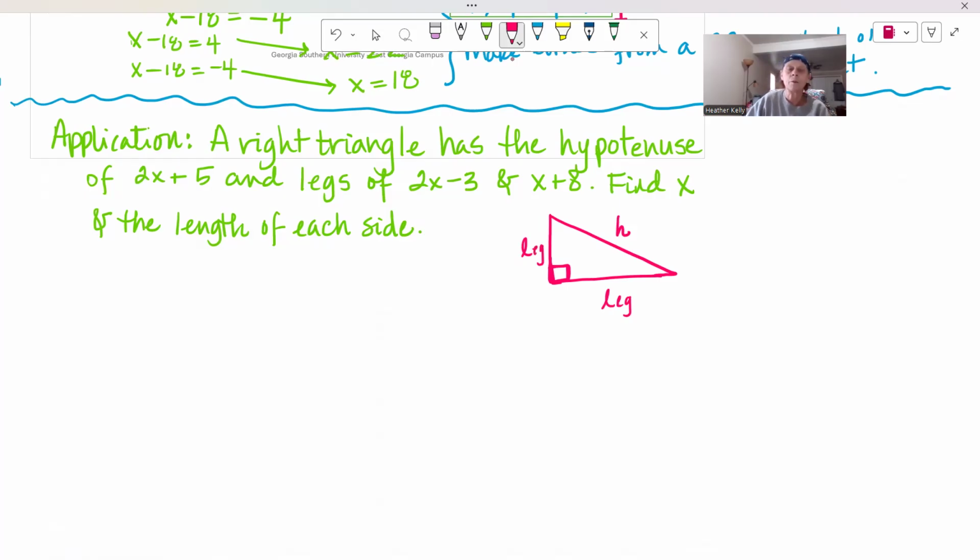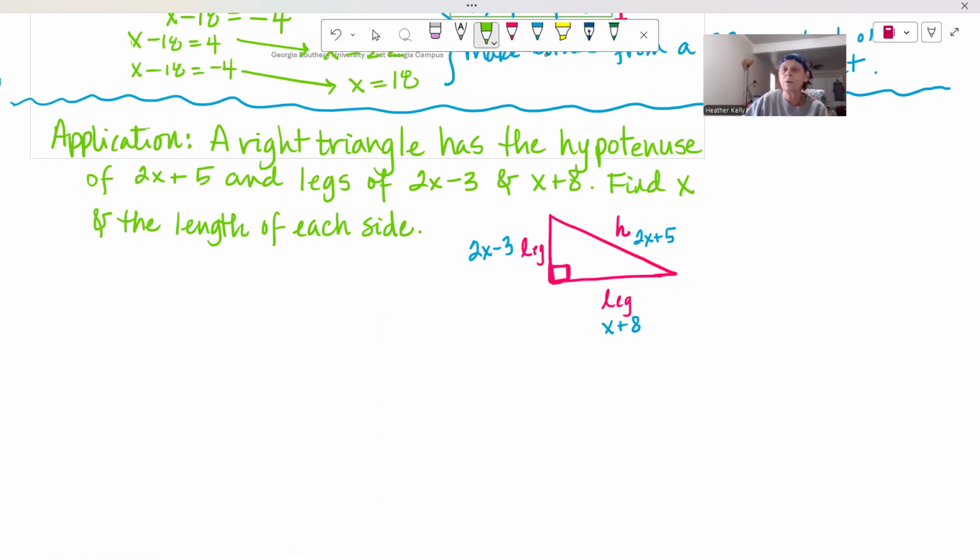Okay, now let's go back to our question. The question says the right triangle has a hypotenuse of 2x plus 5 and legs of 2x minus 3 and x plus 8. Okay, so we've got it set up, but now we're like, darn, we've got to remember something, right? And what is it that we have to remember?